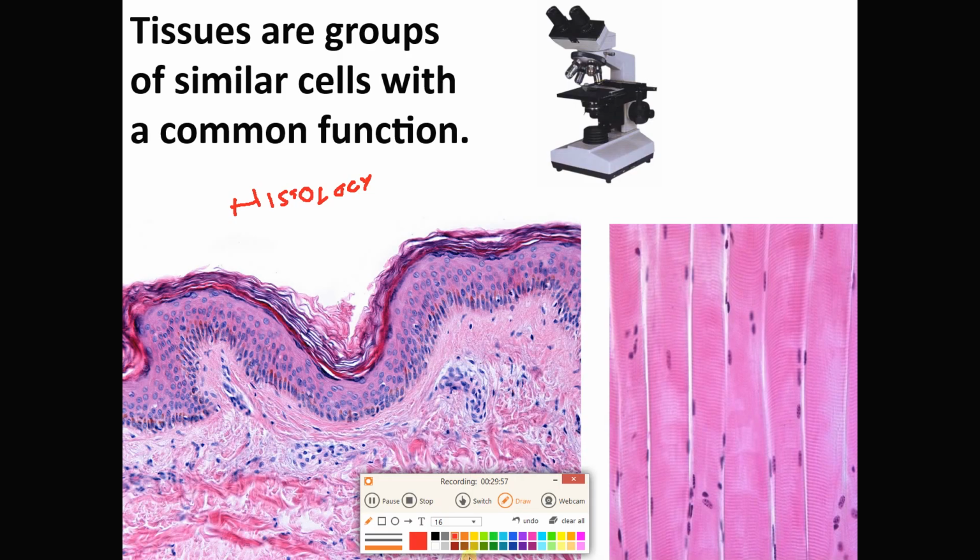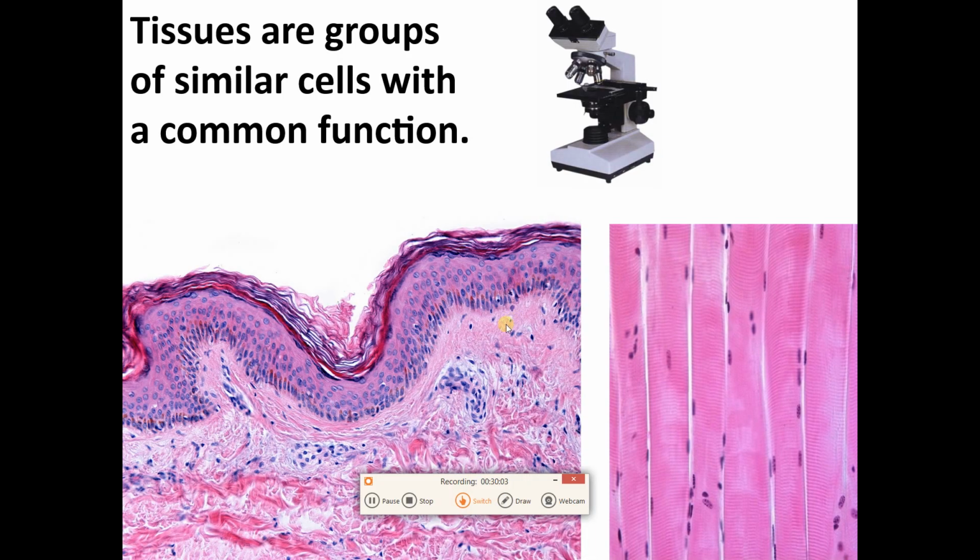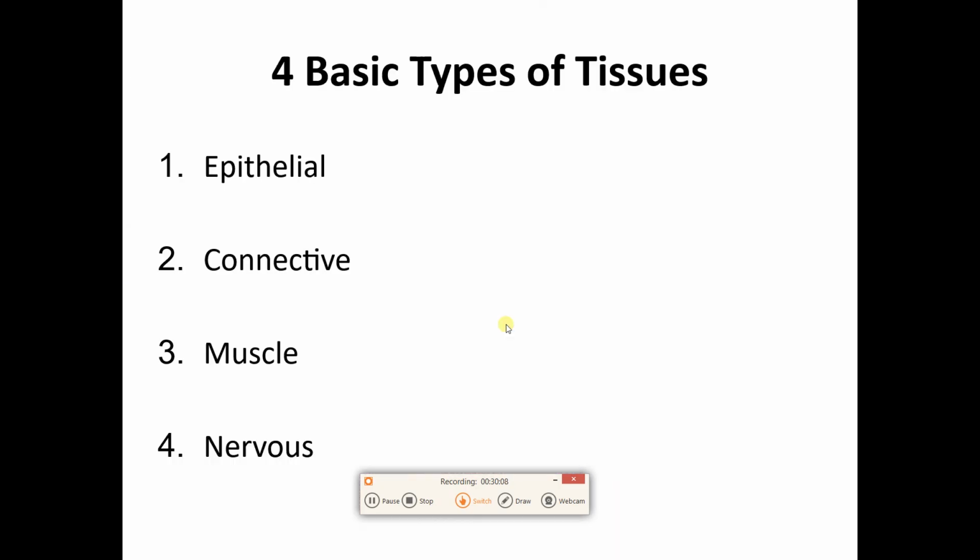All right. Let's keep going. We're just moving along. No rest. Powering through. All right. So we know what a tissue is. There are four basic varieties of tissues. There are epithelial tissues, connective tissues, muscle tissue, and nervous tissue. So those are my four basic tissue types.